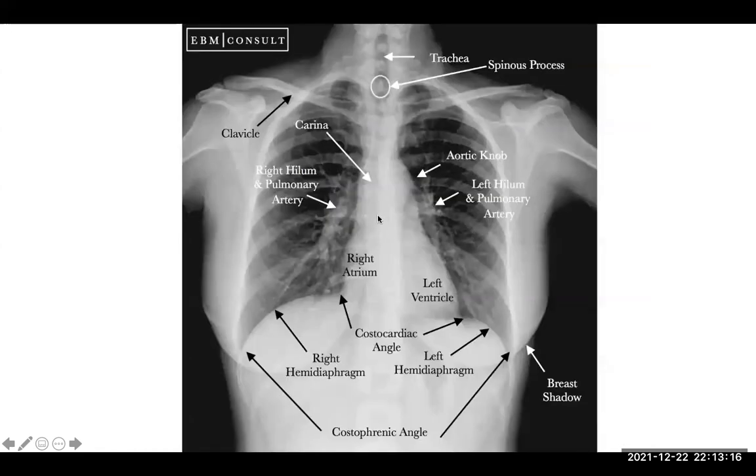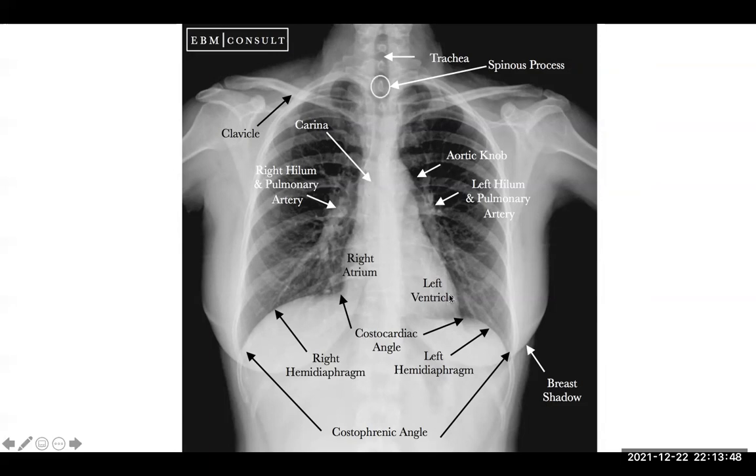Okay, now look at some points of the X-ray, the anatomical landmarks. This black portion is the trachea, this is the spinous process, I told you, this is the clavicle, and this is the carina of the trachea, the last part, the bifurcation. This is the right hilum and pulmonary artery. You know it, and this is the left-sided hilum area, and also the pulmonary artery.